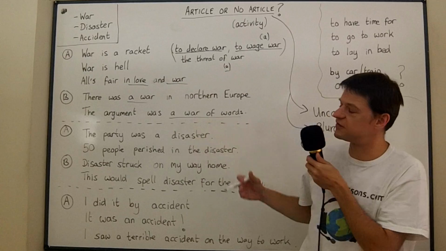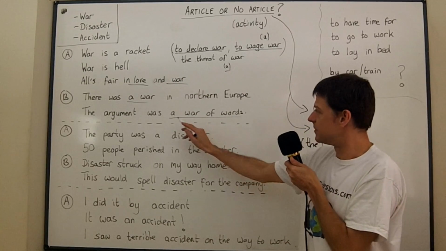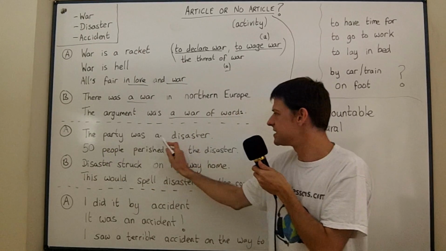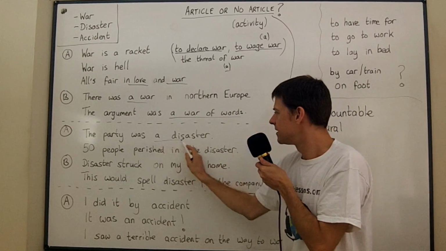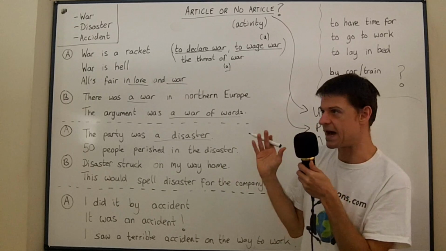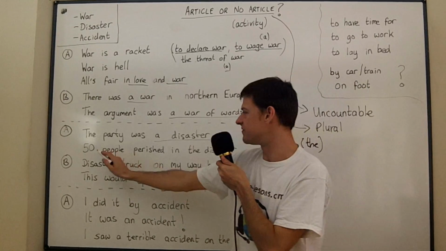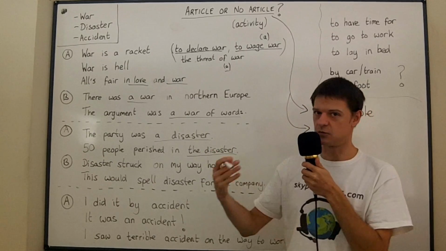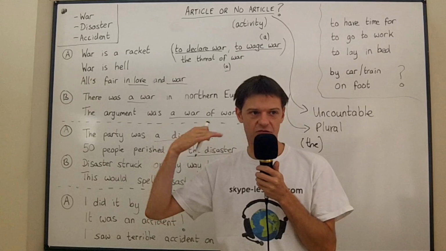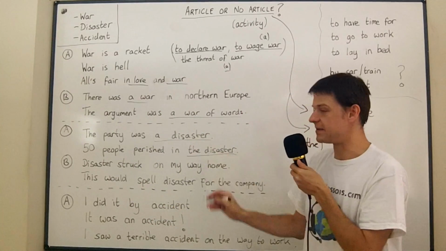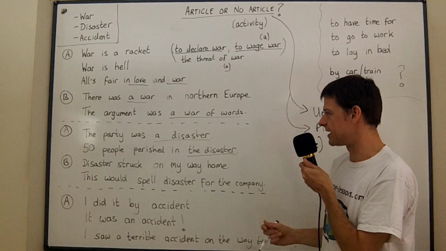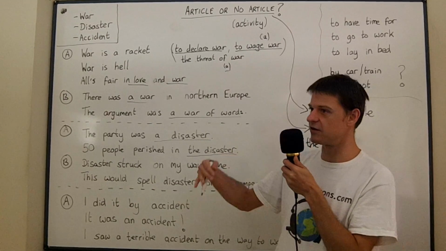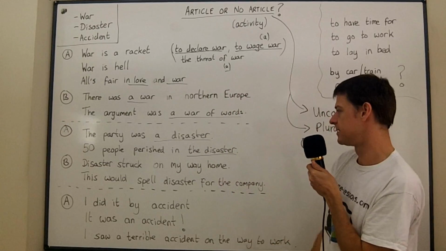Here, this is quite idiomatic, but we'd certainly use an article here. Let's look at disaster now. The party was a disaster. You're talking about one singular bad occasion. Or you could say 50 people perished in the disaster, and here you're referring to one which the listener probably has already heard about or read about. Maybe it's a volcano, maybe it's an earthquake. Here it's countable, it's a disaster, it's a volcano or an earthquake.